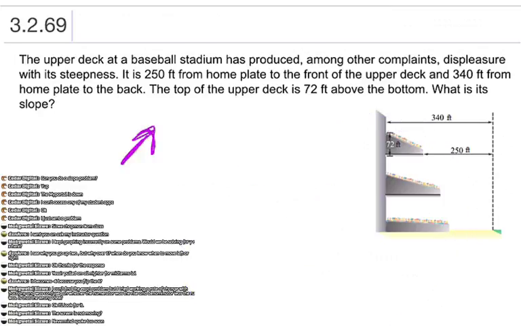All right, so let's see. It said it's 250 feet from home plate to the front of the upper deck. So home plate is here, right? And if you do the vertical line coming up, from there to the front of this was 250, okay? And 340 feet from home plate to the back of the upper deck. So from home plate to the back, that's 340. It says the top of the upper deck is 72 feet above the bottom. So the top is 72 feet above the bottom. What is the slope?